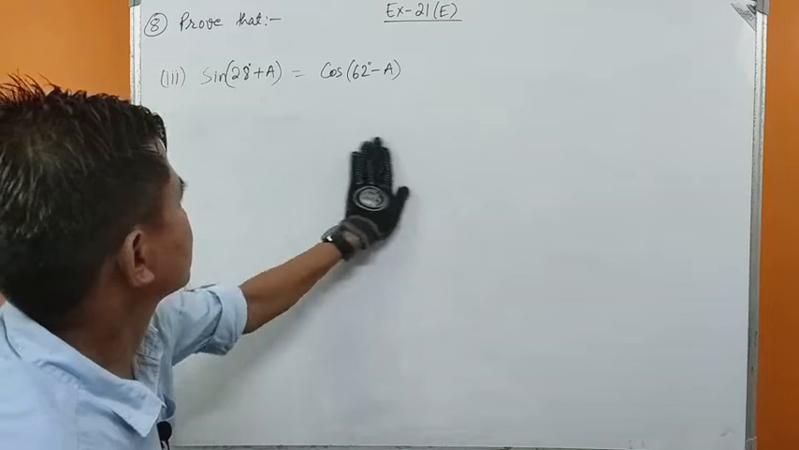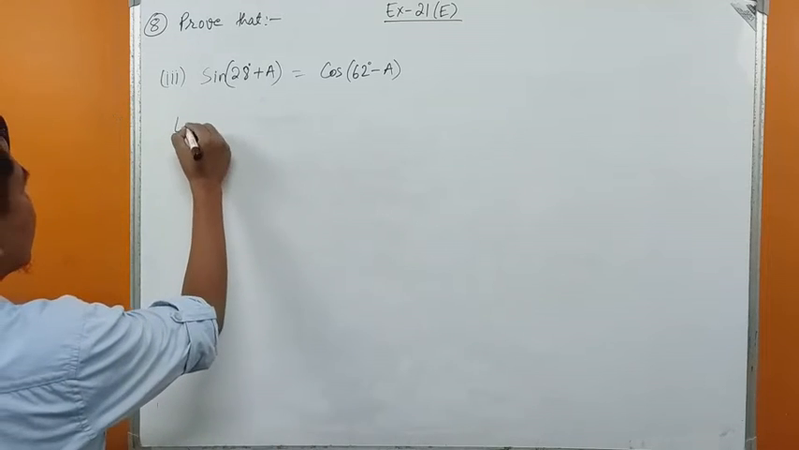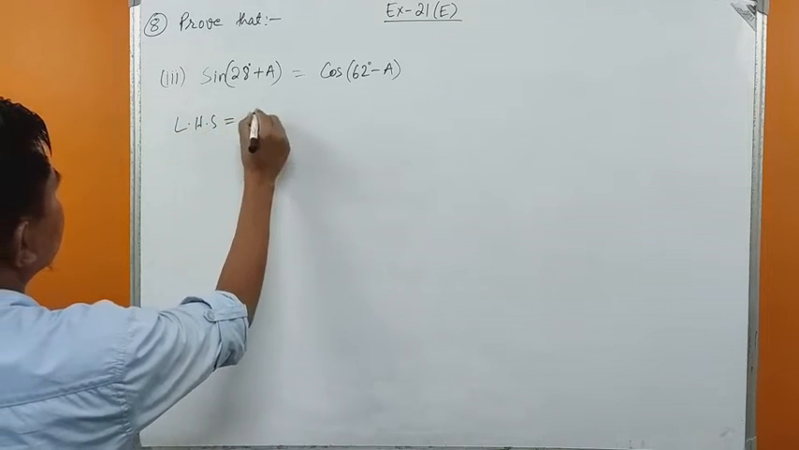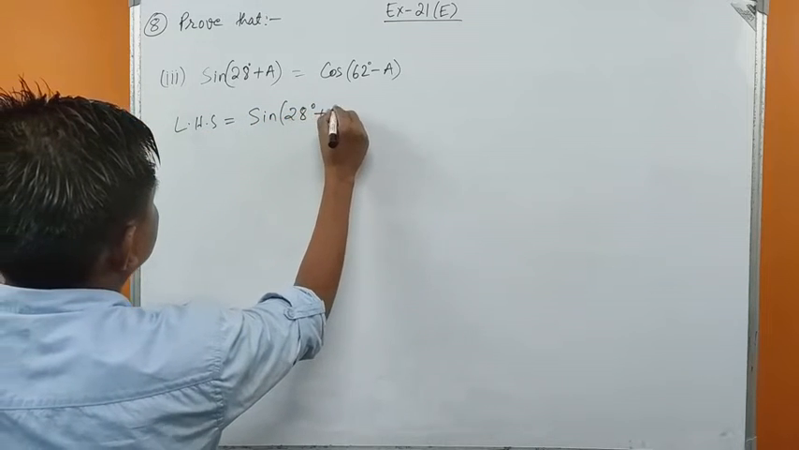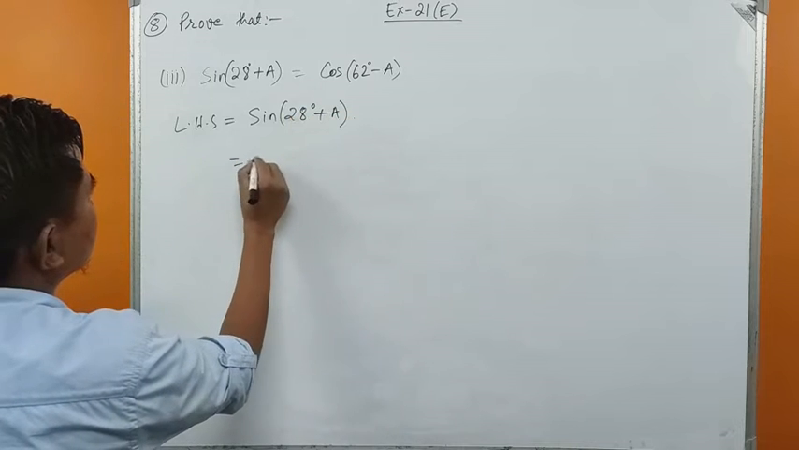Now let's proceed to solve this question. In the left hand side we have sine (28 degree plus a). So this is sine.